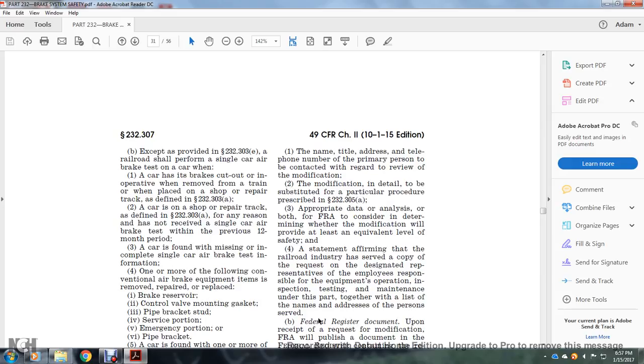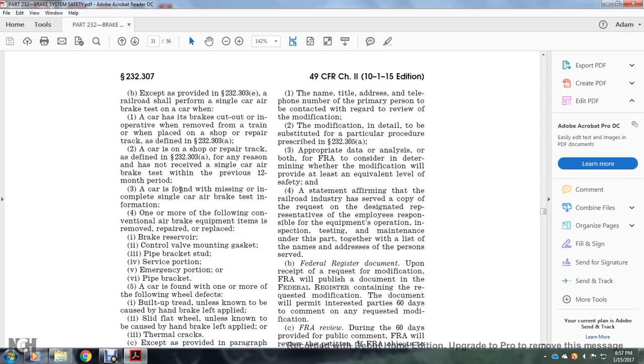Except as provided in Section 232.303(e), the railroad shall perform a single car air brake test on a car when a car is bad ordered for cutout of the brake, when removed from a train and placed on the shop or repair track as defined in Section 232.303(a), when a car is on the shop or repair track as defined in Section 232.303(a) but has not received a single car air brake test within the previous 12-month period, or when a car is found with missing or incomplete single car air brake test information.